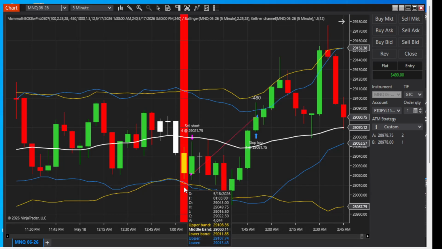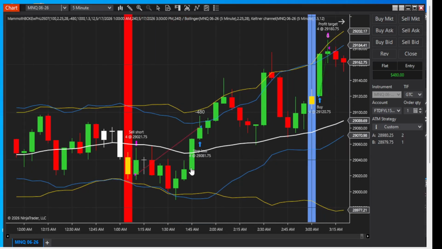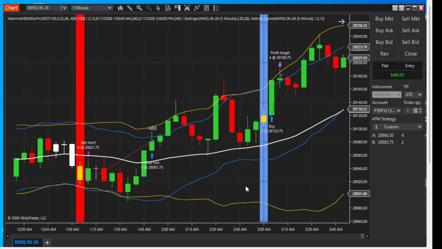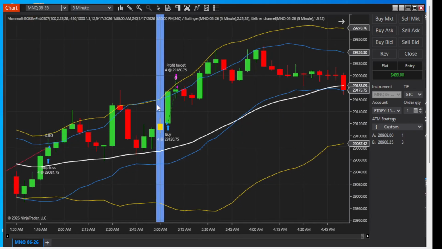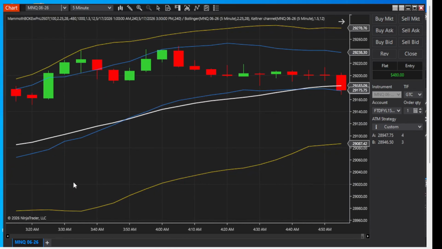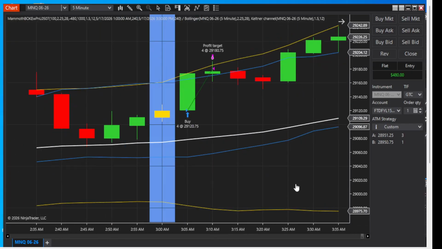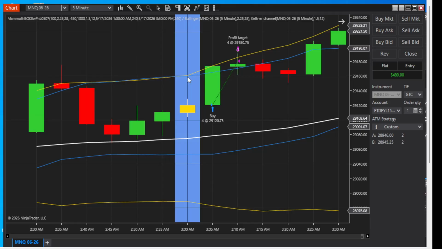This is, let's say, 1:05 a.m. Central Time, May 18th today. So the market is really not doing that much. Then until 3 a.m., the upper band was greater than the upper channel of the Keltner, and the middle band's current value is greater than the previous value. The band is trending up.